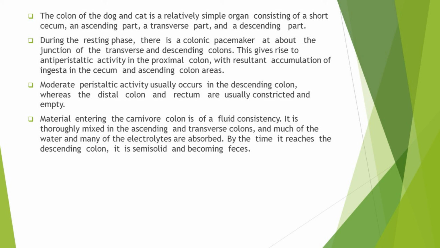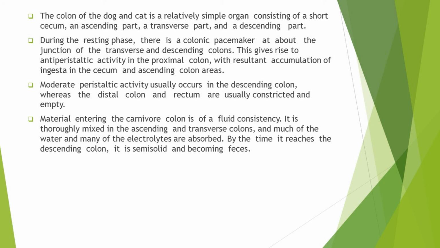In case of dogs and cats, the colon is a relatively simple organ as compared with horse and rabbit, and it consists of a short cecum, a short colon which consists of an ascending part, transverse part, and descending part. During the resting phase, there is a colonic pacemaker at about the junction of transverse and descending colon. This pacemaker gives rise to antiperistaltic activity in the proximal colon with resultant accumulation of ingesta in the cecum and ascending colon areas. The material which enters the carnivorous colon is of fluid consistency.